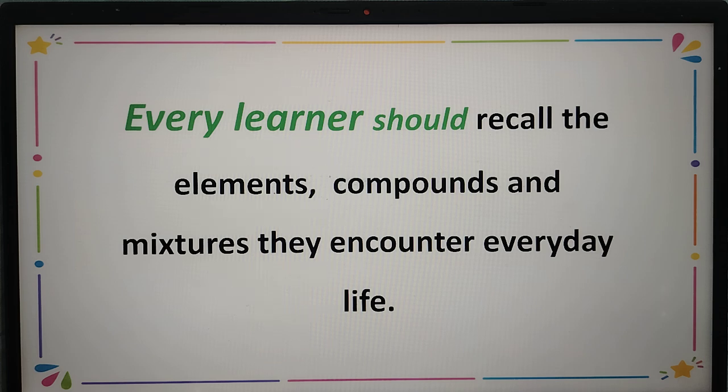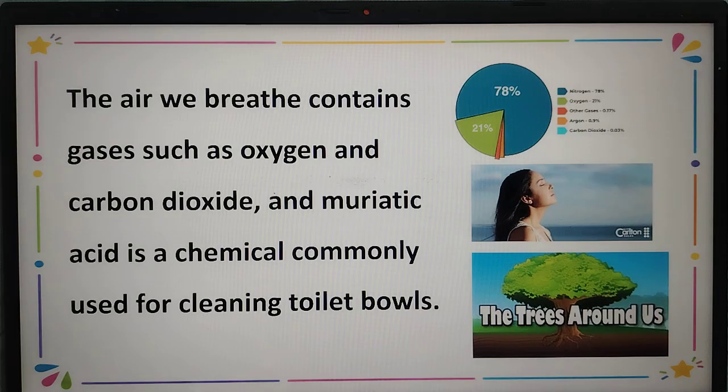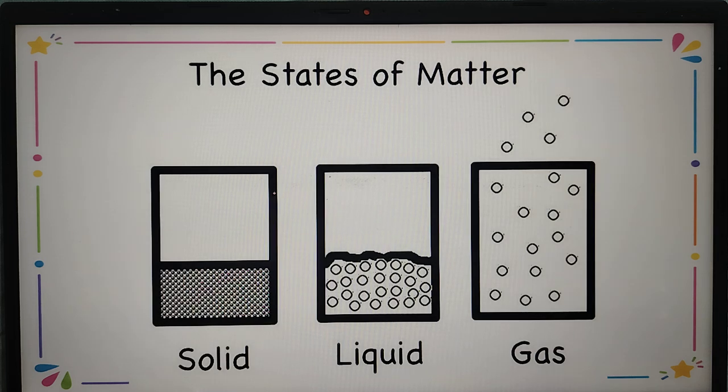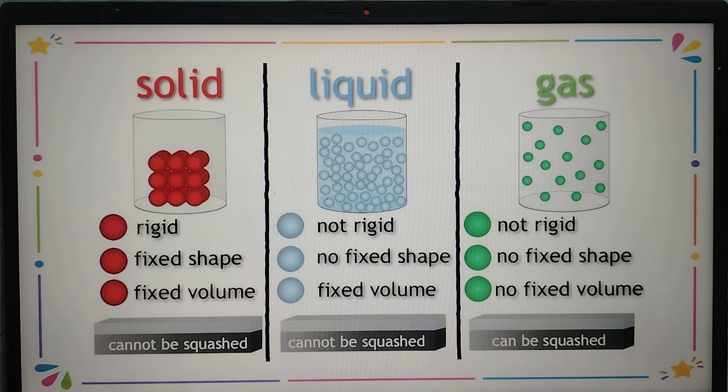Every learner should recall the elements, compounds, and mixtures they encounter in everyday life. As I have said, the air we breathe contains gases, oxygen and carbon dioxide, and muriatic acid is a chemical commonly used for cleaning toilet bowls. So let's go back to the picture. We have here the states of matter: solid, liquid, and gas.